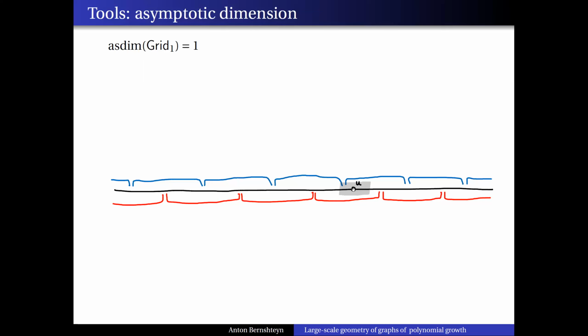And the point is, if I take any vertex u and I look at a ball of radius r, which we may assume is much less than the lengths of these blue or red intervals, then this ball will be contained entirely either within a single blue interval or within a single red interval. Just because a vertex cannot be close both to a boundary between two blue intervals and a boundary between two red intervals, because those boundaries are far from each other. And this shows that the asymptotic dimension is at most 1. And it's an easy exercise to show that it has to be at least 1 as well.